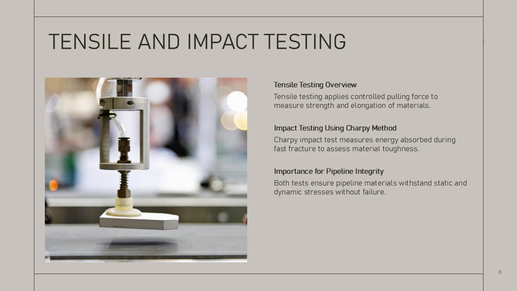This test is vital for assessing toughness, especially in cold environments where brittle failure is a concern. The Charpy test uses a pendulum to strike a notched specimen, and the energy absorbed is recorded. Both tests are fundamental for pipeline integrity because they reveal how materials behave under static and dynamic loads, ensuring that pipelines can withstand operational stresses without unexpected failure.